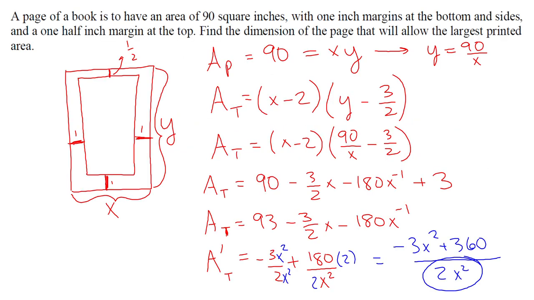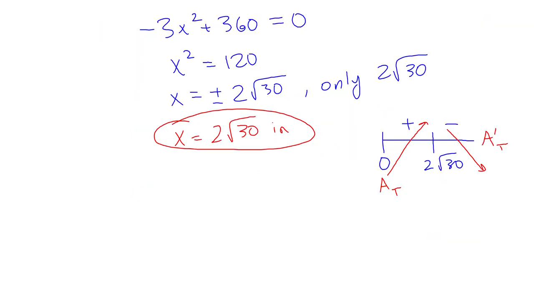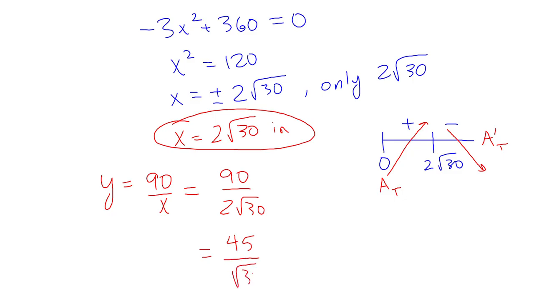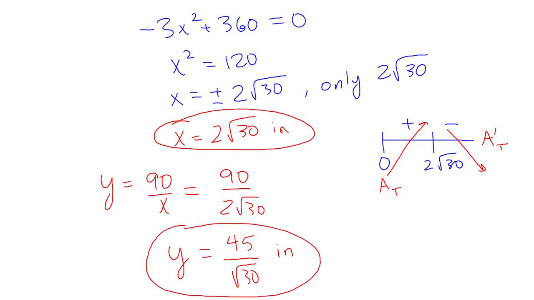And I believe the question asked for the dimensions, which means we also need y. Well, luckily y is just 90 over x, which would be 90 over 2 root 30, which would just be 45 over root 30 inches. And so that's our first problem.